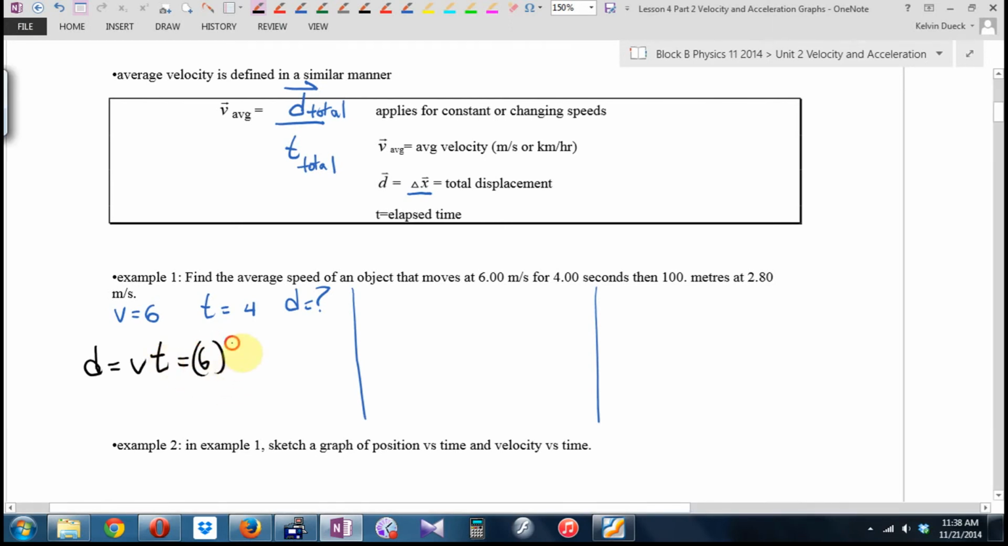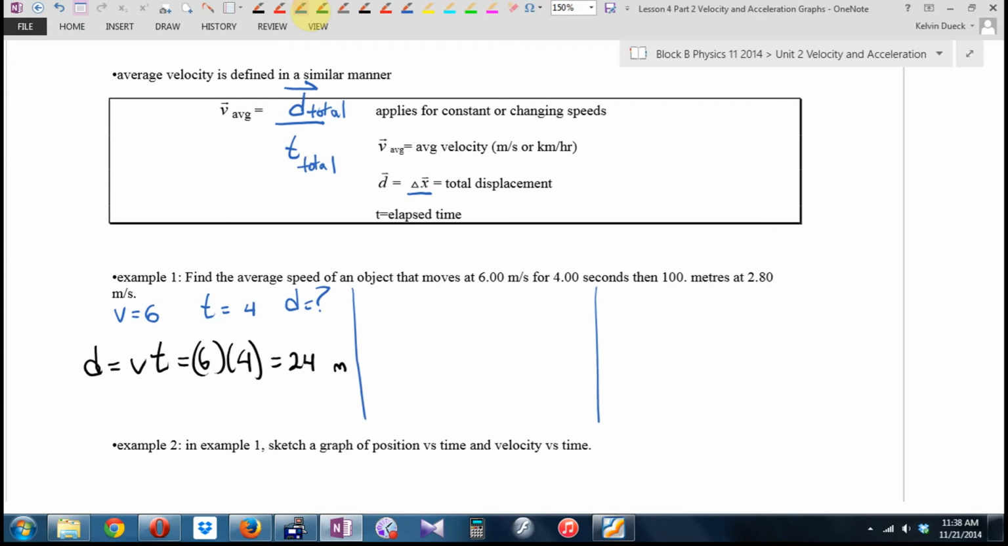6 times 4. I think I can even do this one in my head. 24. 24 what? Units. Meters. I always do it, make sure I got the right units in the question and at the end. Built-in error check.